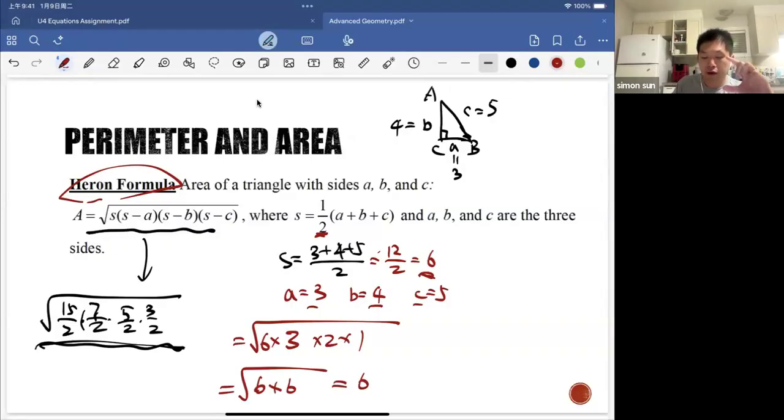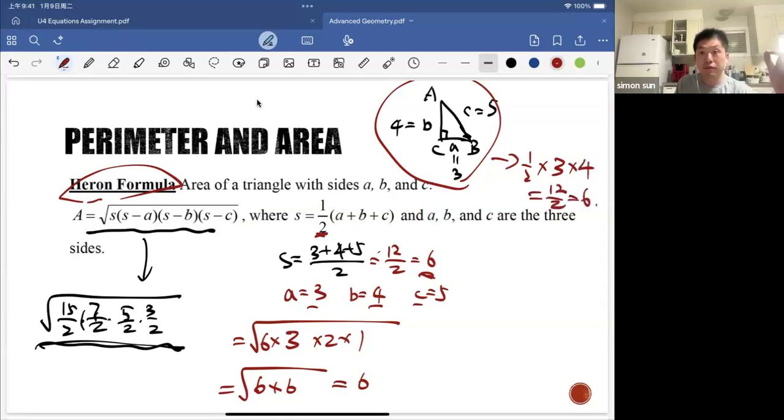Now, what about directly using the base times the height divided by 2? It's 1 over 2 times the base times the height, since this is already a right triangle. 12 over 2 is equal to 6. It's the same. So that actually proves this is correct. Any question regarding this part?